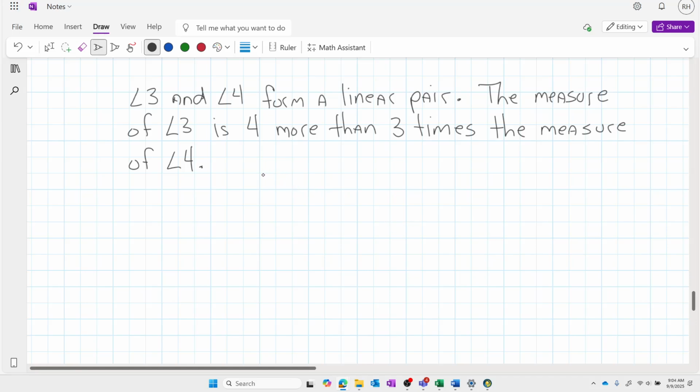All right, so again, we're going to put a blank plus a blank equals 180 degrees because they're a linear pair. I'm going to call the first blank angle 3. The second blank is angle 4. So the measure of angle 3 is 4 more than 3 times the measure of 4. So since angle 3 is bigger, we're going to call angle 4 x. And 4 more than 3 times x. 3x plus 4.